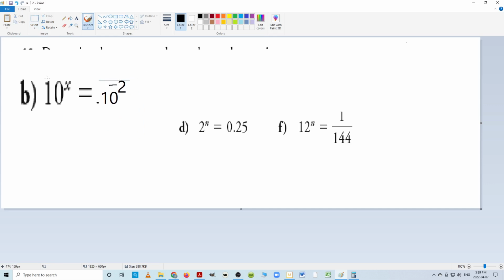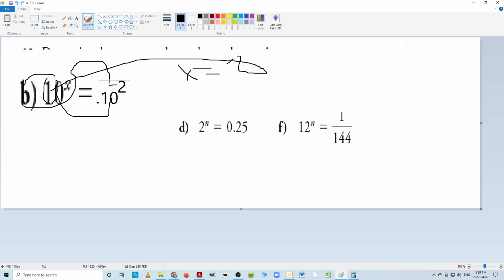Now, I have a base equaling a base, which means their exponents must be equal. So x is equal to minus 2. You can always go back and try it. Plug in x with the exponent of minus 2 to see if the left side is equal to the right side.